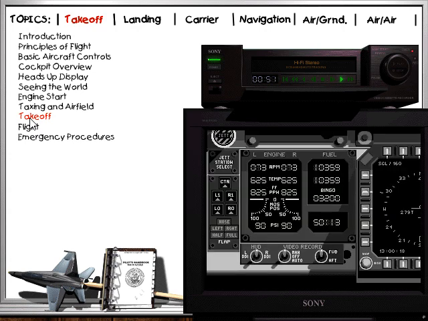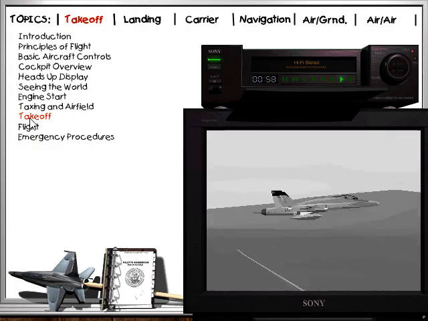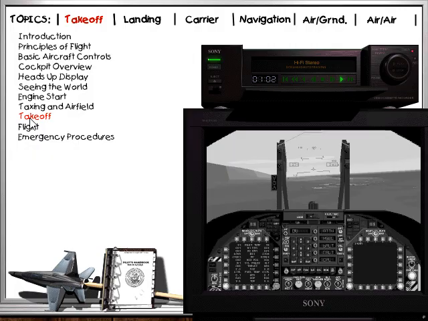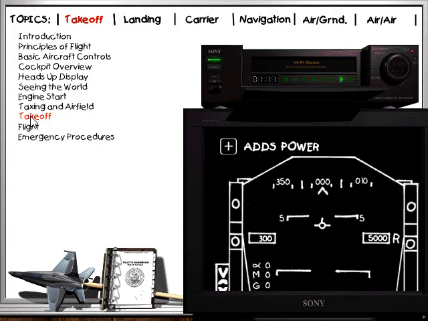Once safely away from the ground, raise the gear using the G key and the flaps with the F key. Your landing gear automatically retracts once speed exceeds 300 knots. Flaps raise automatically once your speed exceeds 250 knots. Note that they do not automatically extend for landings. Adjust your power level to maintain airspeed above 250 knots.